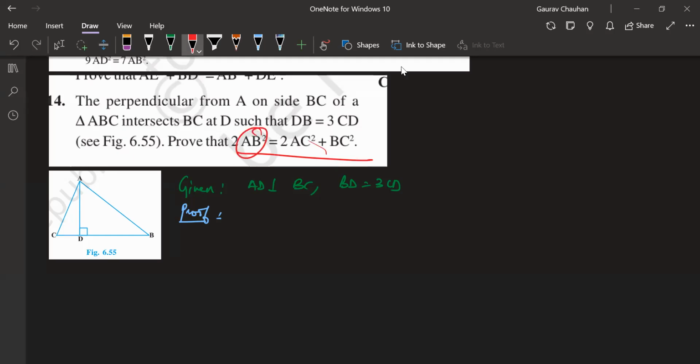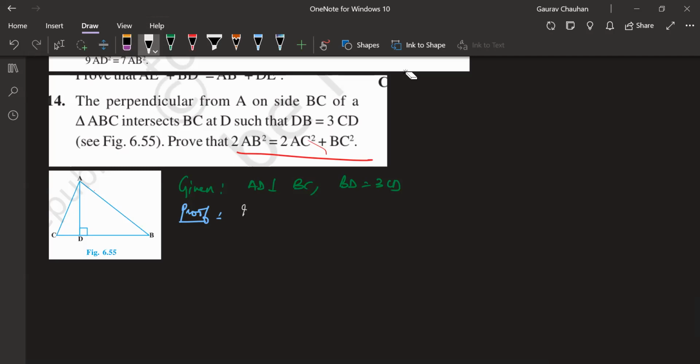I need AB square, I need AC square, I need BC square. Okay, AB square I need. AC square I need, and somehow BC square also should come. Obviously, we know the Pythagoras theorem will be involved. A right triangle is there, plus the sum of squares of sides is there. So I'm going to write whatever I get by the Pythagoras theorem first.